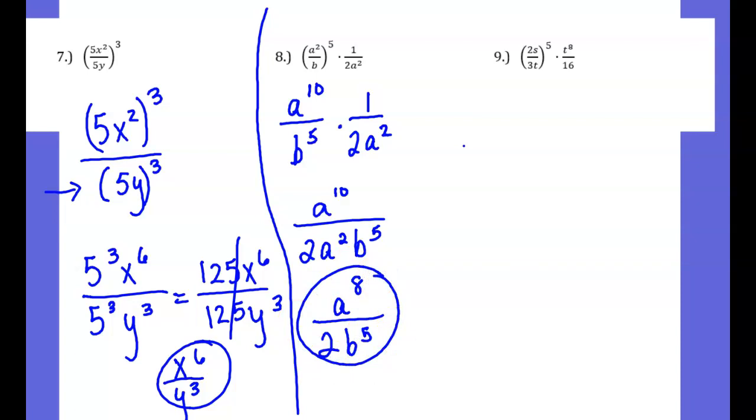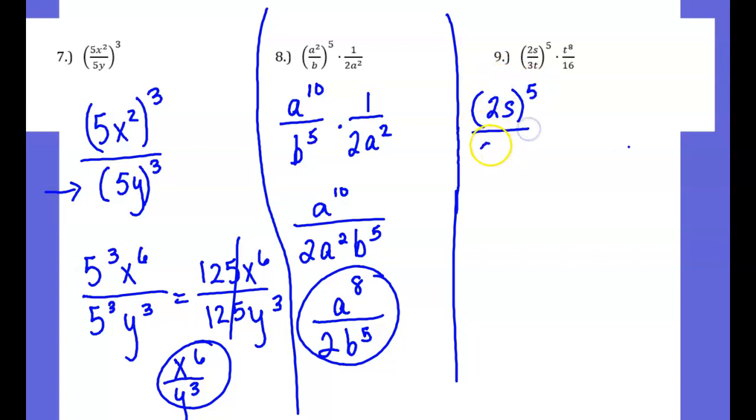And then the last one here, number 9, this one gets a little bit tricky. So let's be careful with it. Oops, I got this weird little line here that doesn't want to erase. There it goes. Okay, get rid of those lines. So let's watch this one. In this case, we're going to take the numerator 2s, raise it to the 5th power, all over 3t, and that's also to the 5th power. And we're multiplying that by t to the 8th over 16.